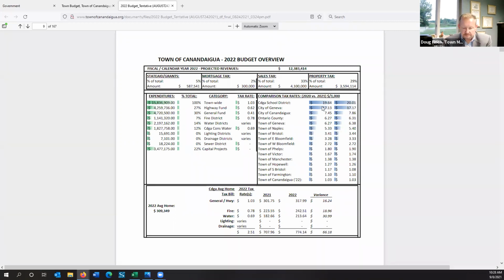We operate those so that all the residents of the town of Canandaigua don't end up paying for a benefit that they're not receiving. I'll give you an example of that. So I live on the north end of the town of Canandaigua. There may be a water district that's operating on the south end of town of Canandaigua.